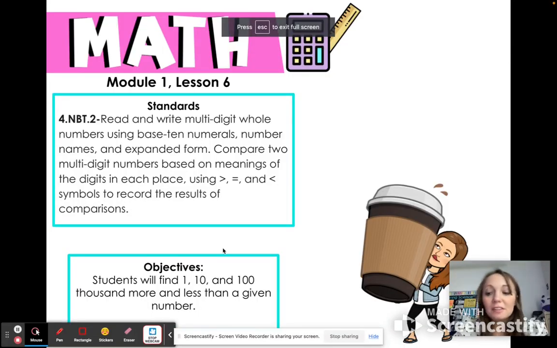Okay, you guys, so today we are going to talk about finding more than 1, 10, and 100,000, more or less than a given number. Okay.